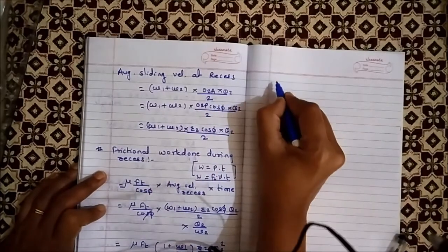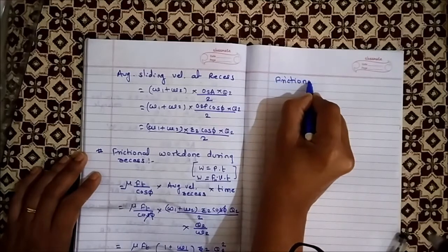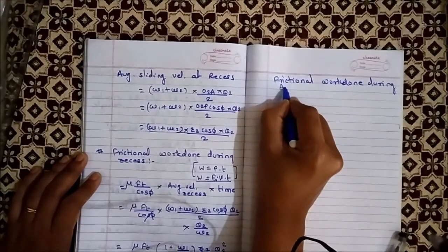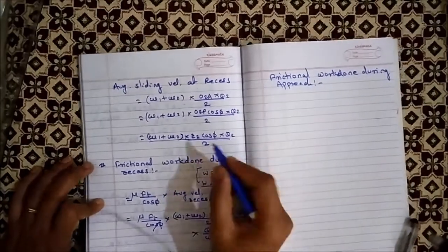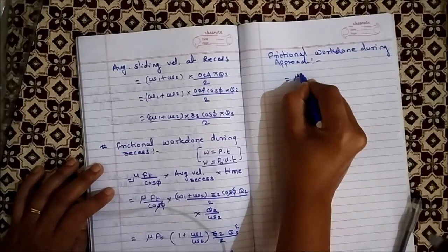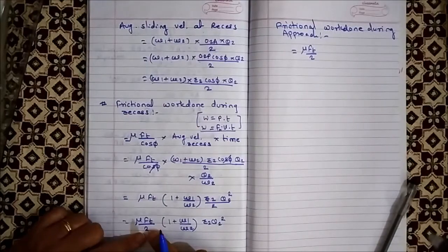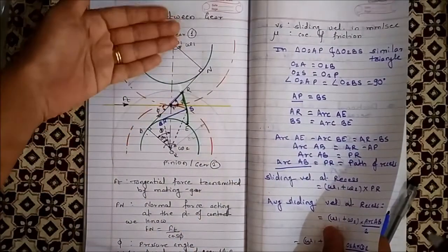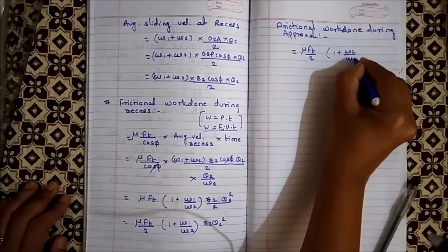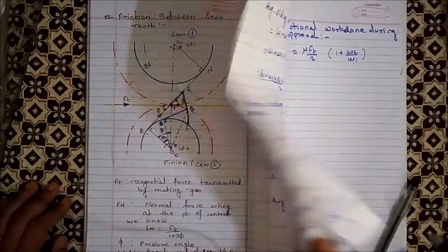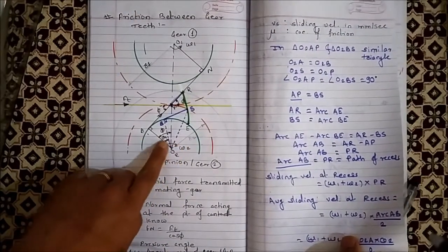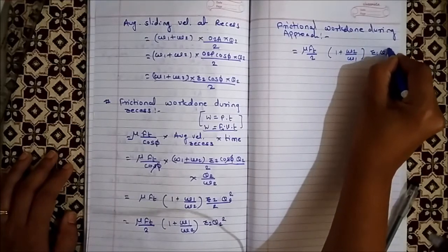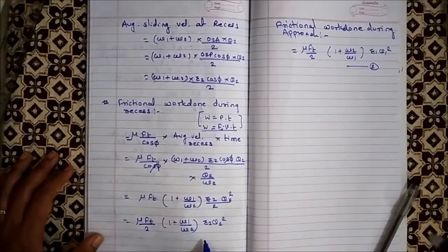Similarly, we can calculate the frictional work done during approach. So it is equal to mu Ft by 2. So mu Ft by 2 remains as it is, 1 plus, now here the omega 1 upon omega 2, we calculate on the opposite side, so it becomes omega 2 upon omega 1. Here we considered this gear with R2 and angle theta 2, so when we consider the other gear to calculate the frictional work done for approach, it becomes R1 theta 1 square. Let us say this is equation 2 and this is equation 1.